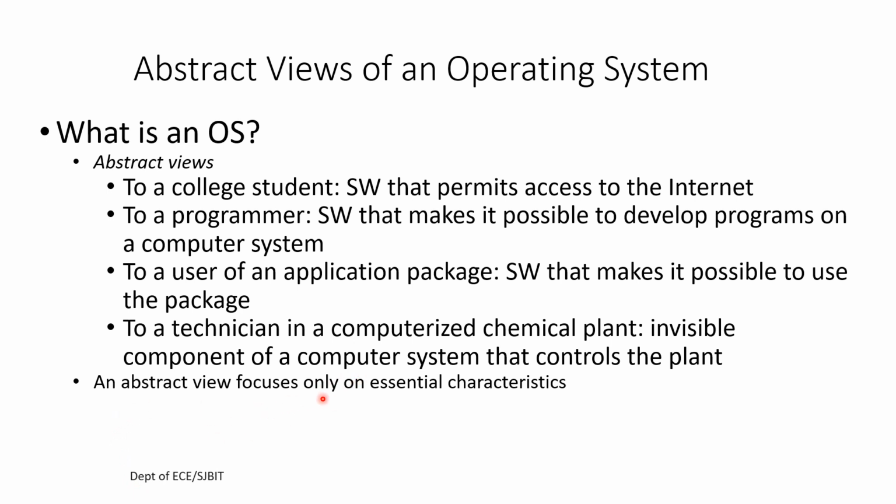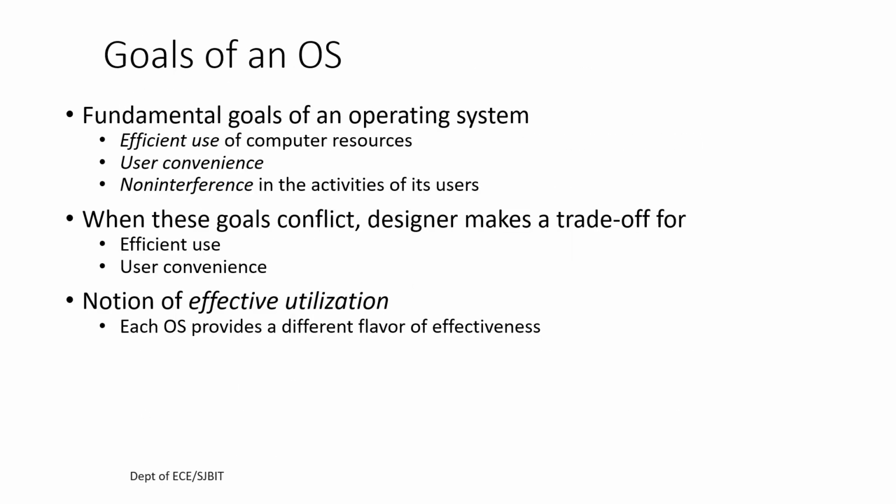Now, after this, the second topic from Module 1 is goals of an operating system. The fundamental goals of an operating system are efficient use of a computer resource, user convenience, and non-interference in the activities of its users. So there are three goals of an operating system. One is efficient use, second is user convenience, and third is non-interference in the activity.